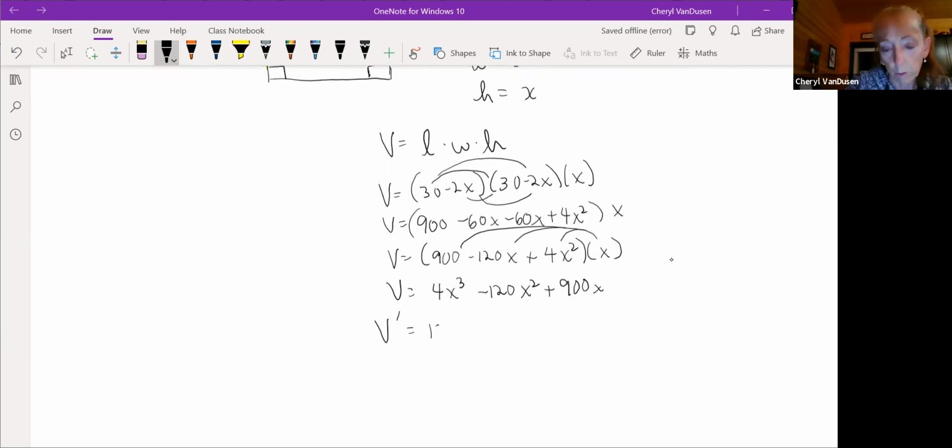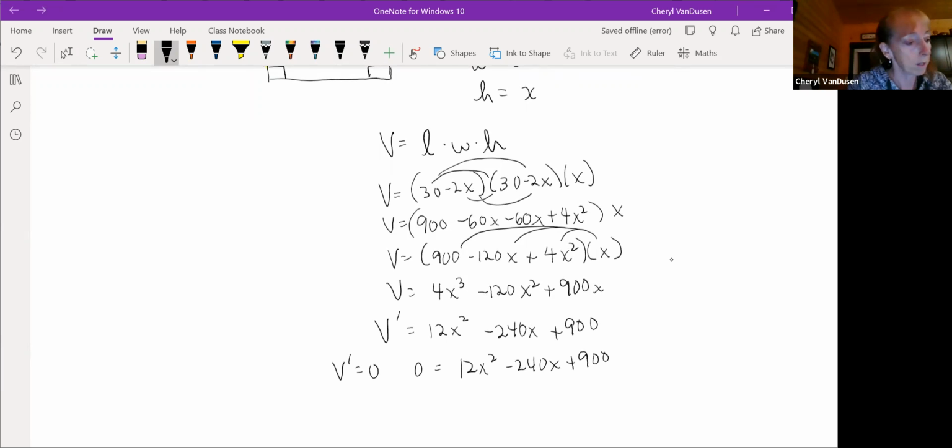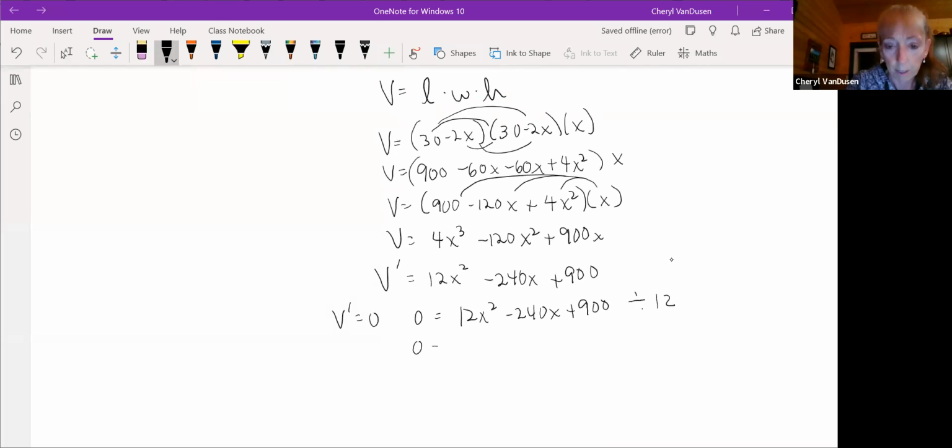This is pretty easy derivative work. 12x squared minus 240x plus 900. And we set v prime equal to 0. So we get 0 equals 12x squared minus 240x plus 900. Now, I'm pretty sure that we can divide by some common factor. Let's try. Oh, it's beautiful. We divide by 12. Lovely. Okay, so this becomes very nice. x squared minus 20x plus 900 divided by 12 is 75.